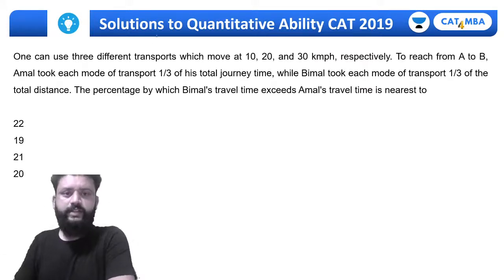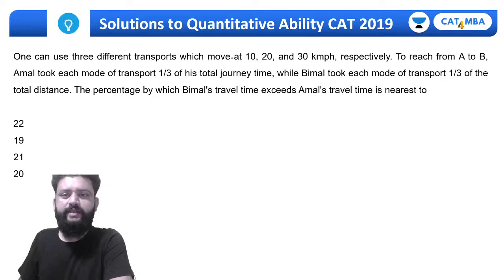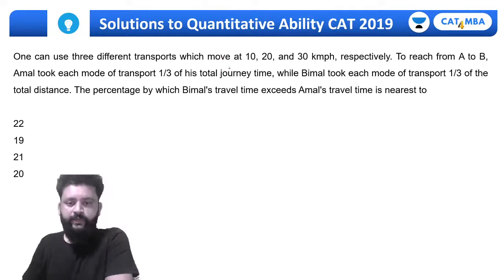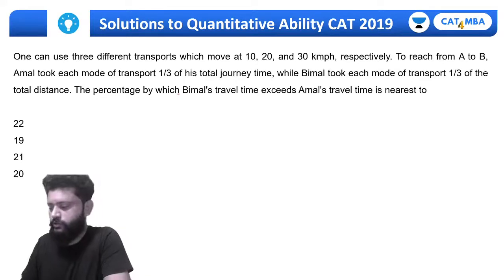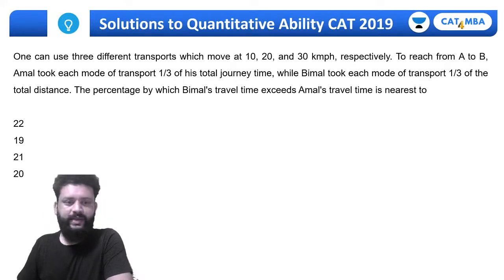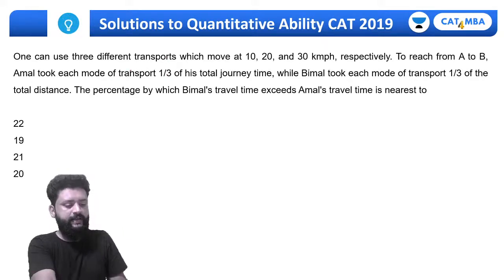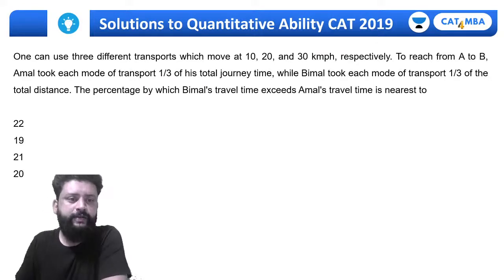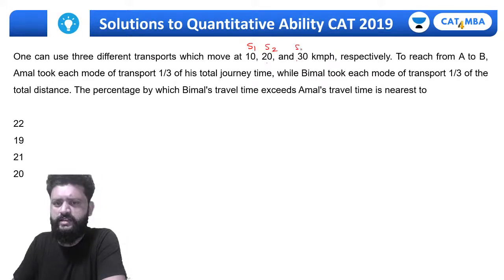One can use three different transports. Really interesting questions on speed, time, distance, and not that tough. It totally depends how you interpret it and what your method is to solve. We can build the shortcut here and go for the unknown variables, but rather than that, we can assume some values over here. One can use three different transports which move at 10, 20 and 30 kilometer per hour. So these are the speeds. This is S1, this is S2.